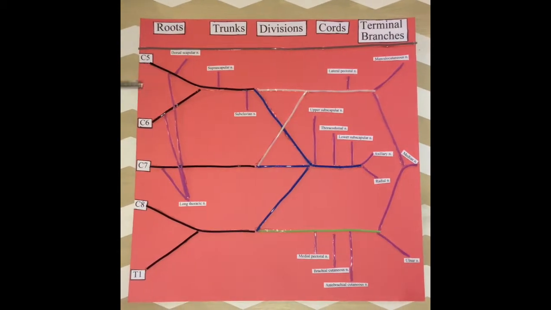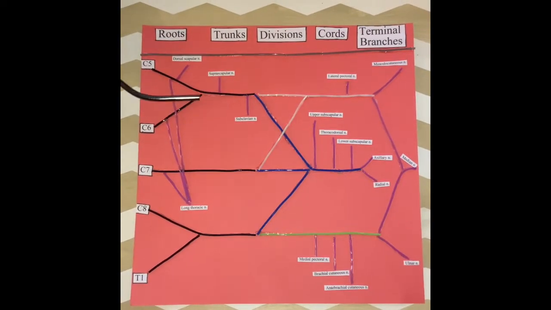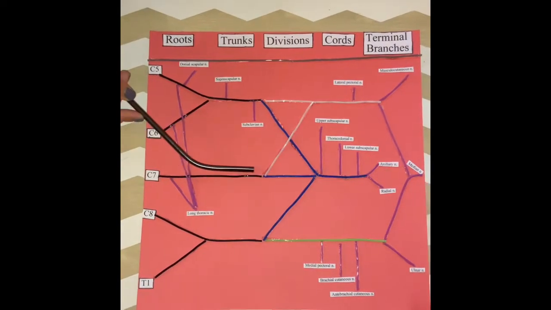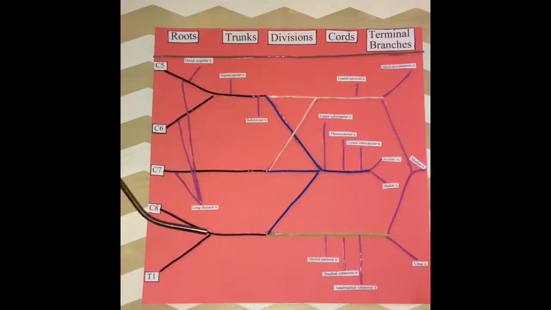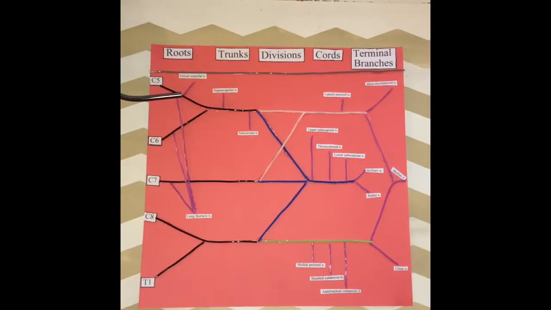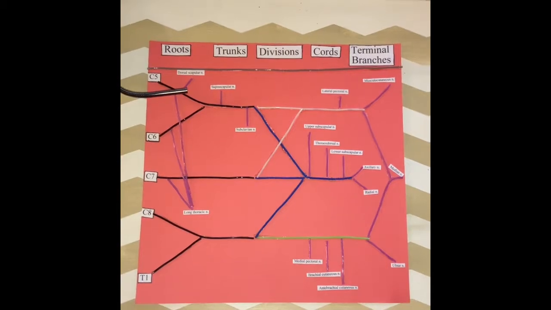The C5 and C6 roots merge to form the upper trunk of the brachial plexus. The C7 root extends into the middle trunk, and the C8 and T1 roots merge to form the lower trunk. Each of the trunks divide into anterior and posterior sections.